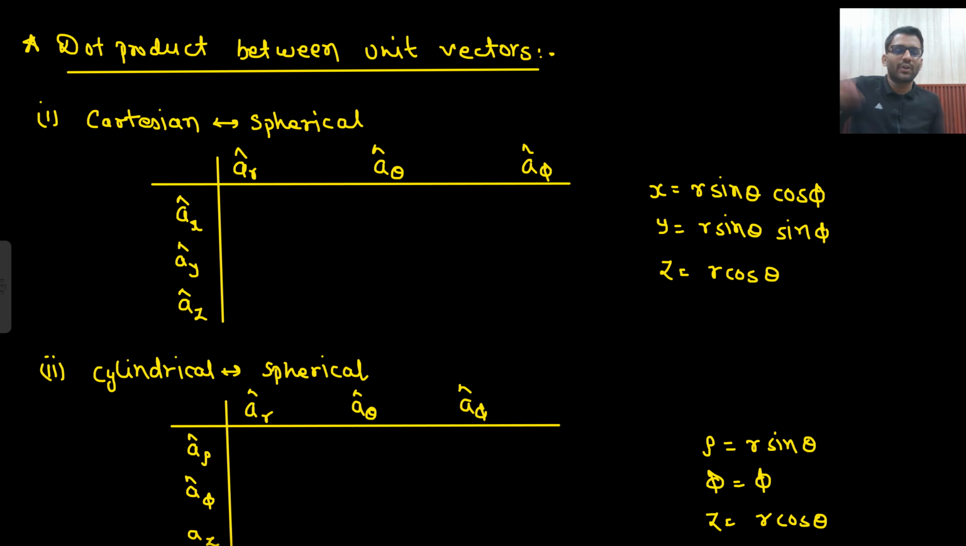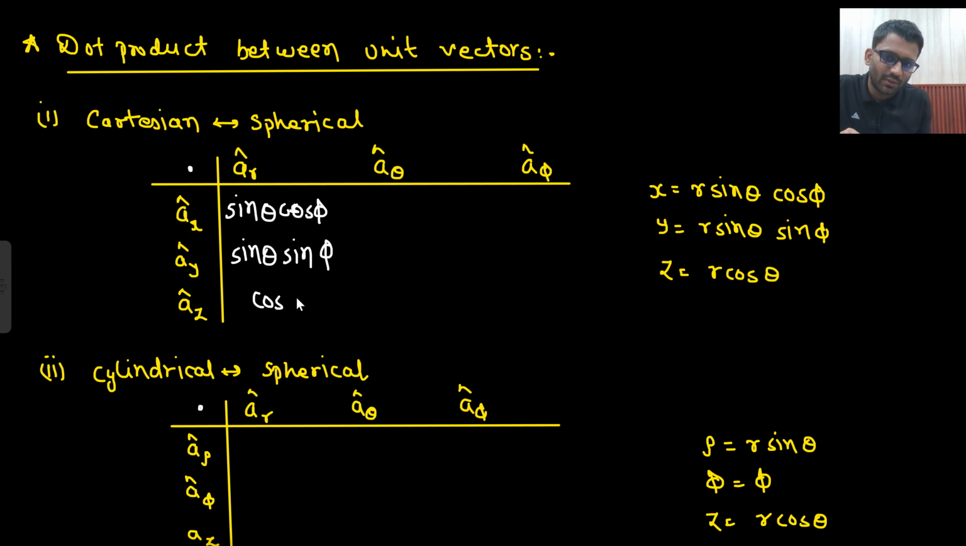Now, dot product. What is this? This is dot product. So AX and AR. X equals R sin theta cos phi, Y equals R sin theta sin phi, and Z equals R cos theta. This I know. So X to R I am writing horizontally. X has relation with R, sin theta cos phi. Y has relation with R, sin theta sin phi. It is the same matrix I am writing, nothing else. Dot product, dot product. And Z dot AR also has a relation, cos theta.